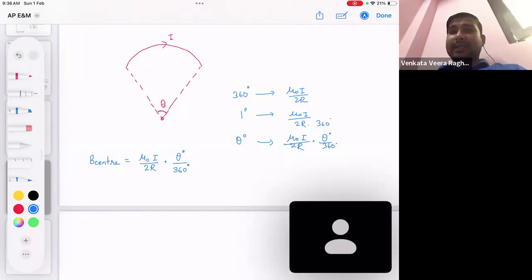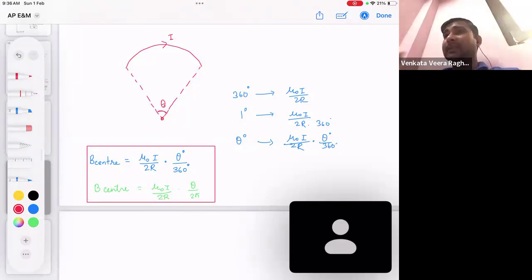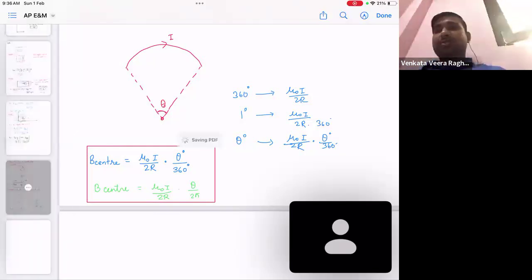Is it still clear? Sometimes you will see the same formula written like this: magnetic field at the center as mu naught I by 2r, theta by 2 pi. Both are exactly the same thing written. The only difference is what? In the first case, we are keeping the arc angle in degrees, and in the second case, we are keeping the arc angle in radians. That is the only difference between the two cases.